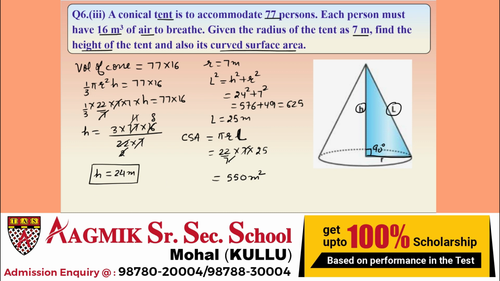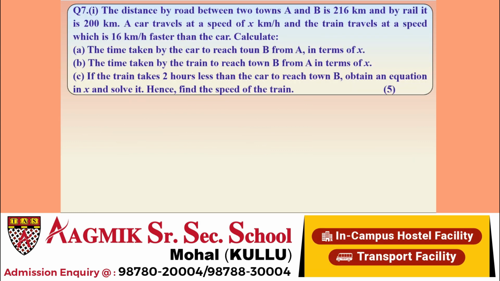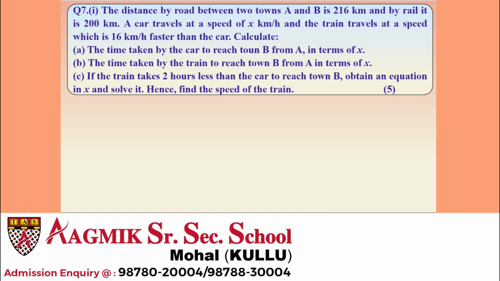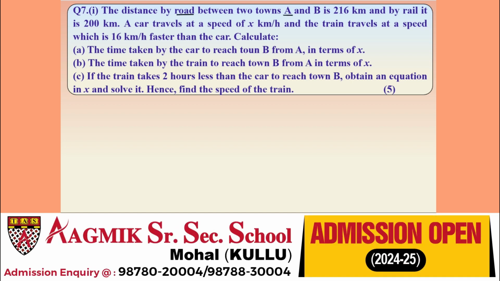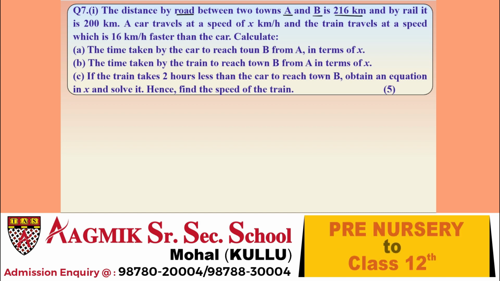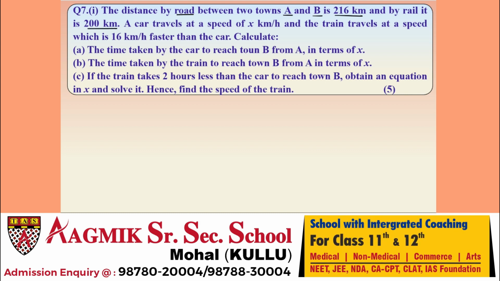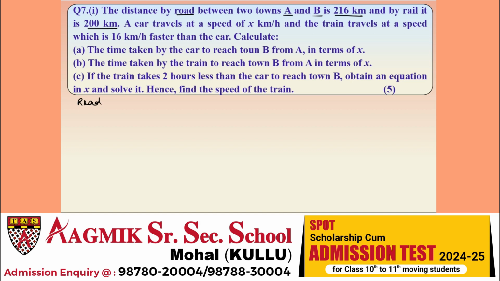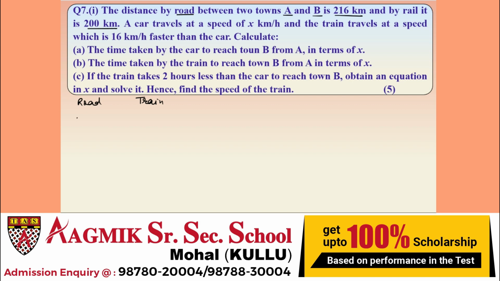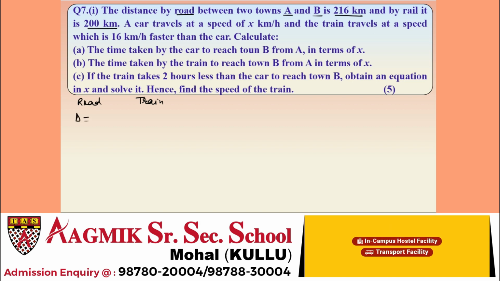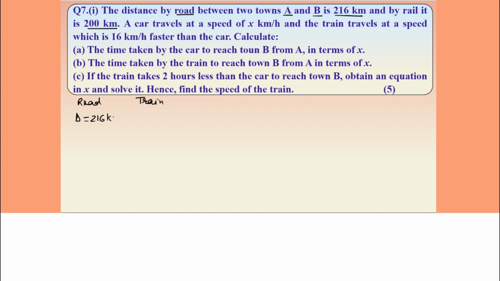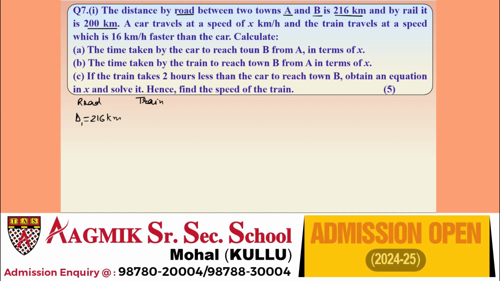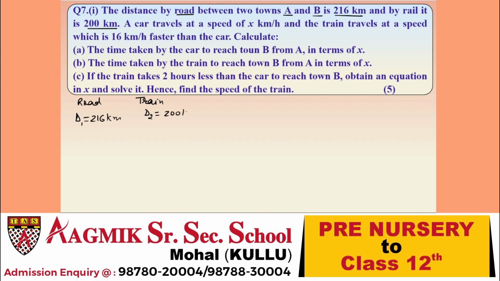Moving on. Now let's have a look at question number 7, part 1. You are given the distance by road between two towns A and B is 216 kilometers, and by rail it is 200 kilometers. So we are talking about traveling by road and by rail, or you can say by train. By road, the distance is 216 kilometers, and here maybe we can call it D1. And by rail the distance is 200 kilometers.